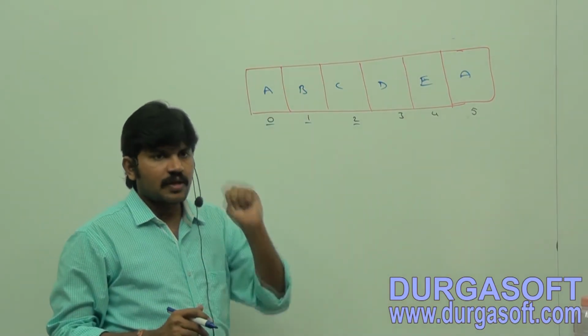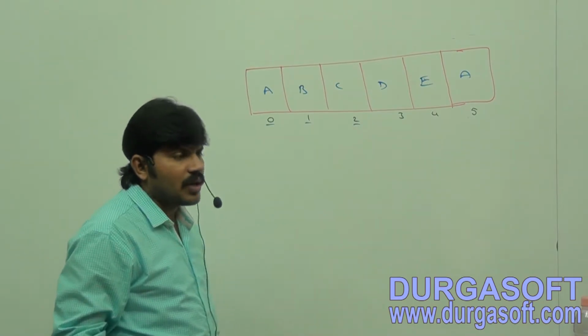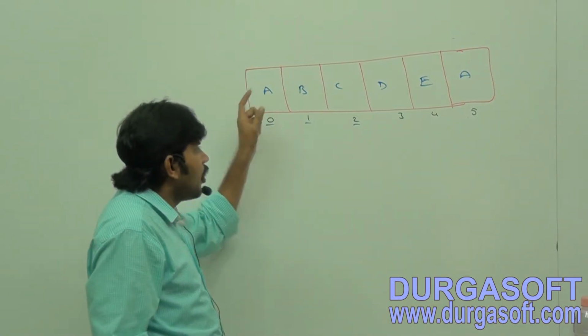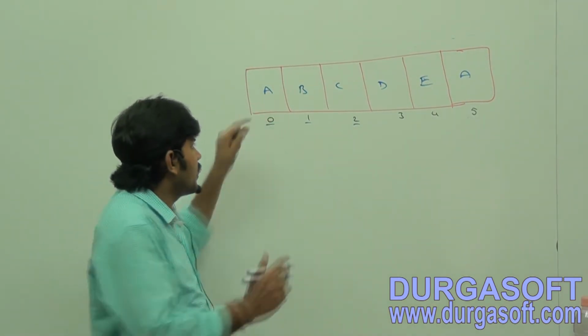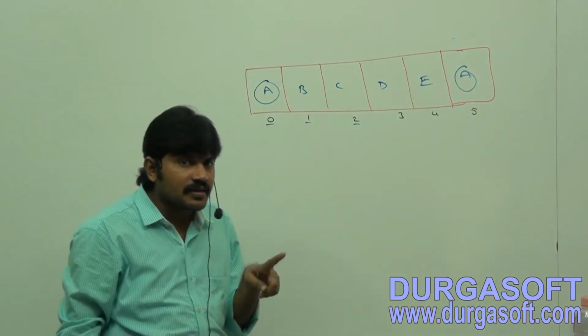One point. The second point here is, make sure you have clarity. Duplicates are allowed or not allowed? Yes. Sir, how many A's are there? 2. Here is one A and here is one A. But how can you differentiate these A's?